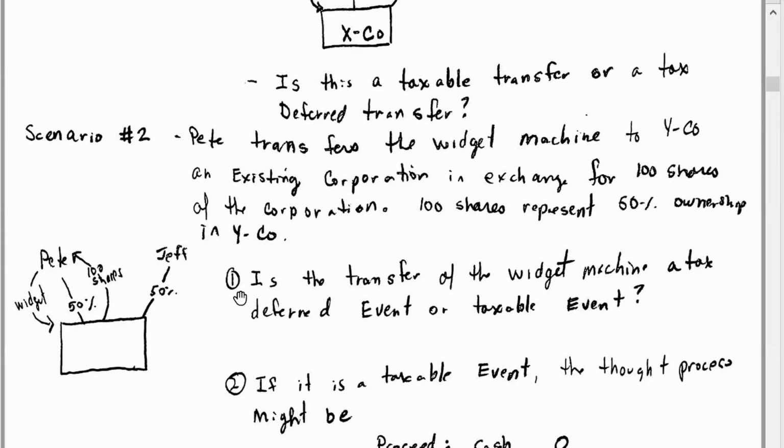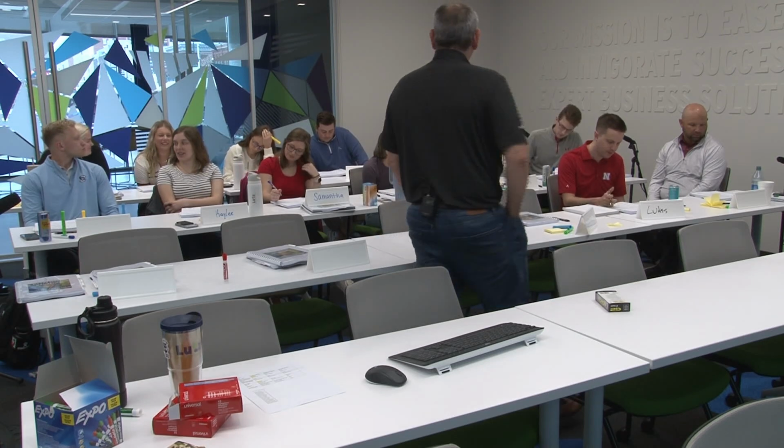Jimmy. Okay, if we transfer the widget machine to Wyco, an existing corporation, in exchange for 100 shares of the corporation, and the 100 shares represent 50% ownership in Wyco, is the transfer of the widget machine a tax deferred event or taxable event? What do you think, Jimmy? If you got 100 shares representing 50%, I would say it would be taxable. Taxable, why? Less than 80.